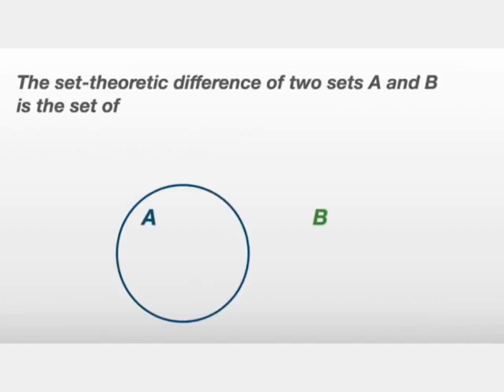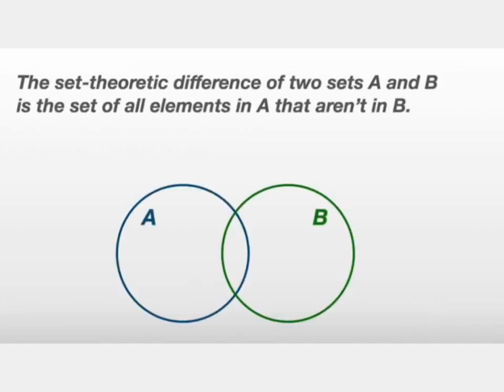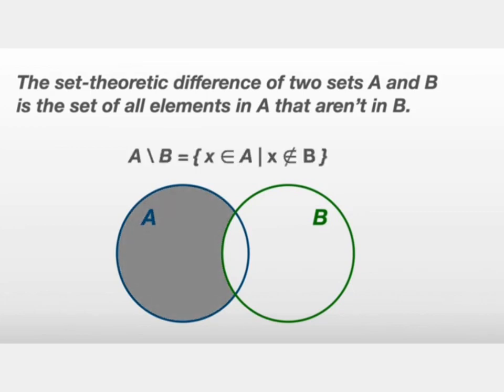The set-theoretic difference of two sets A and B is the set of all elements in A that aren't in B. It's usually denoted by a backslash and can be thought of as subtracting B from A. I'll call it A minus B for the rest of the video, but remember this is just to make things easier to say.